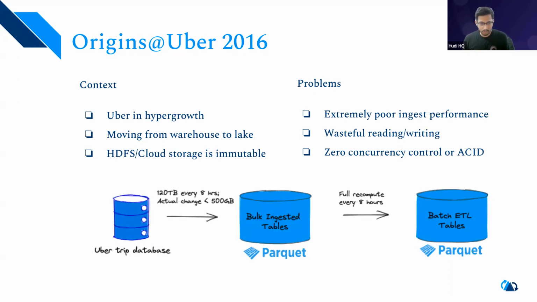Specifically, we were trying to ingest our trip database, and we were bulk ingesting it like everybody else was doing at that time. It cost us something like 120 terabytes of conversion from our OLTP format to Parquet every 8 hours. Then we would fully recompute all these downstream tables again, with big batch ETL jobs. What we saw was extremely poor ingest performance, a lot of wasteful reading and writing, IO and compute spend. And through all of this, anything can fail. These are very large jobs that can fail, and there was no concurrency control, no guarantees of atomicity, no rollbacks, nothing really. So this is how Hudi really started.